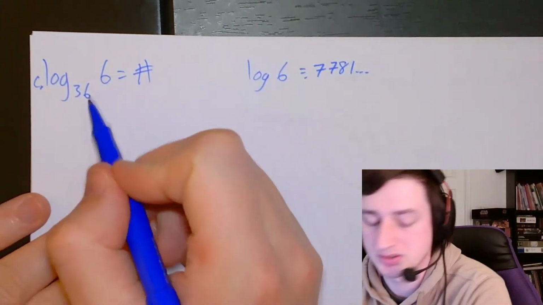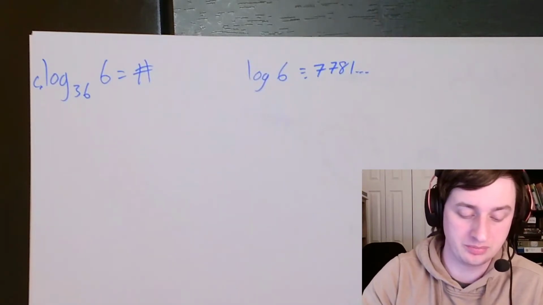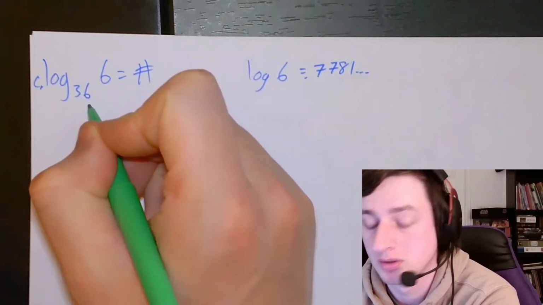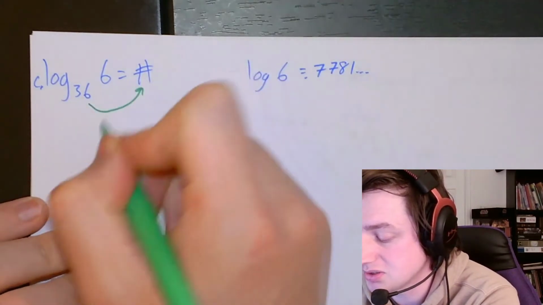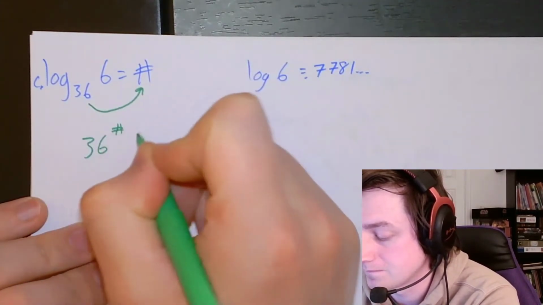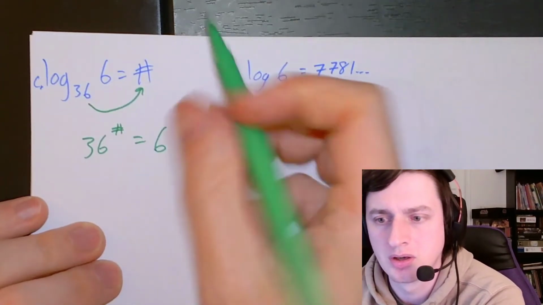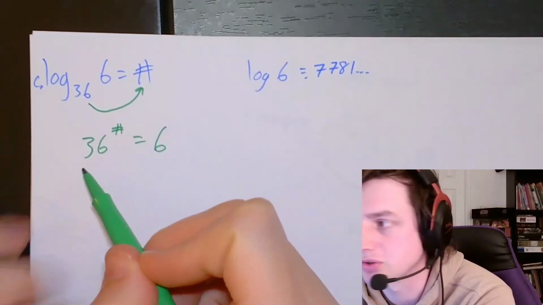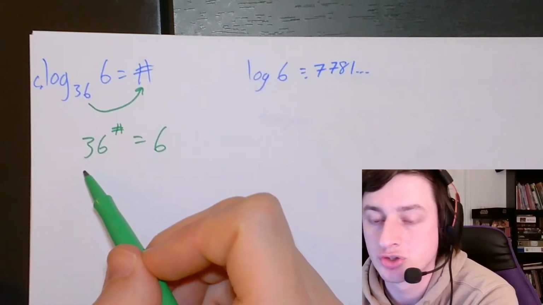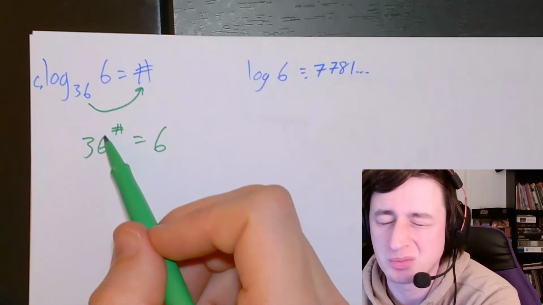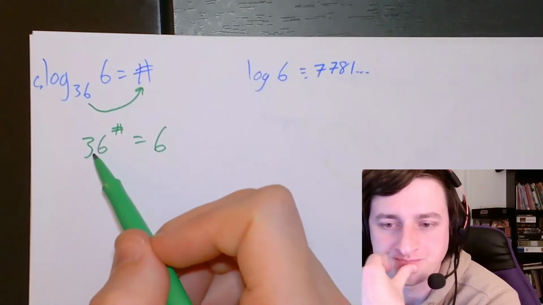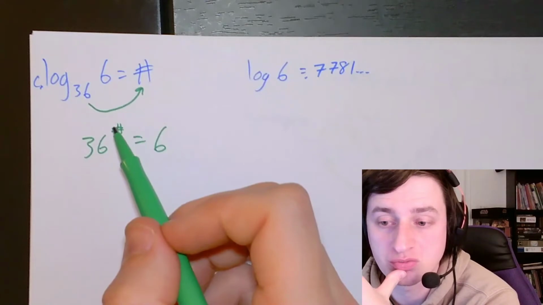So this logarithm means that the base 36 raised to some number is equal to 6. This number is smaller. 6 is smaller than 36, right? So our exponent here is not going to be 2 or 4, because that would make this number bigger. It needs to be smaller.